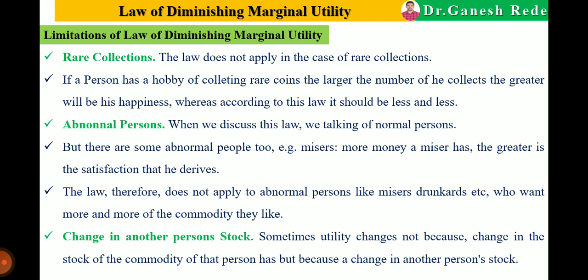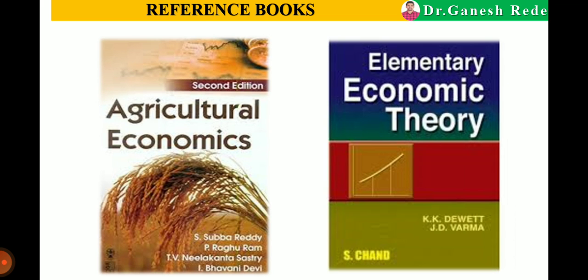So this is about the limitations of the law of diminishing marginal utility, and you can refer to the book Agricultural Economics by Subba Reddy and another book, Elementary Economic Theory by K.K. Dewett and J.D. Varma. Thank you.